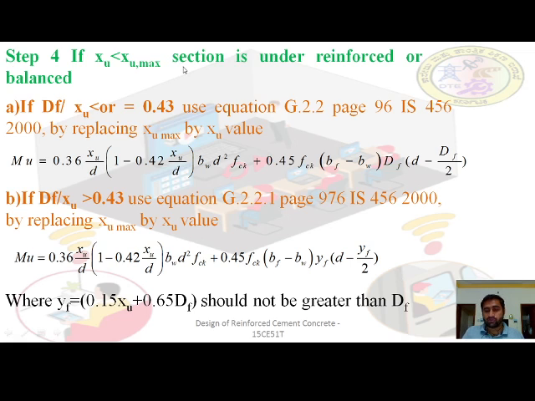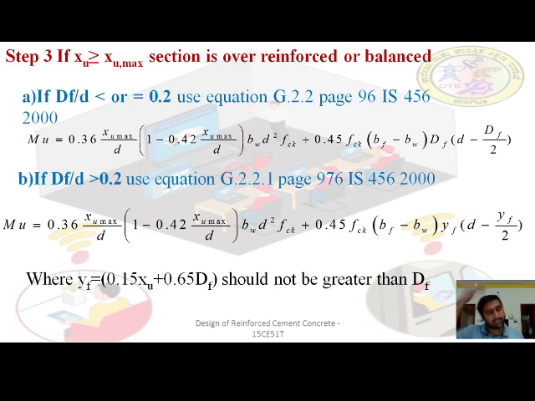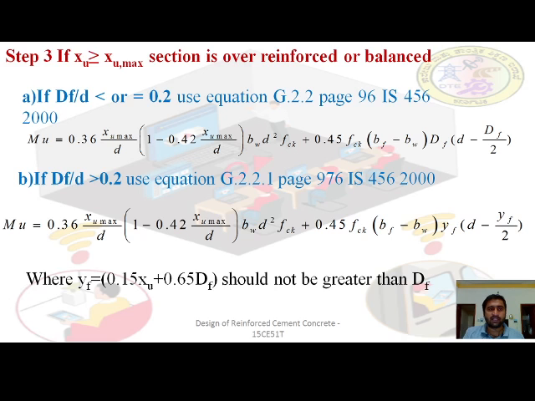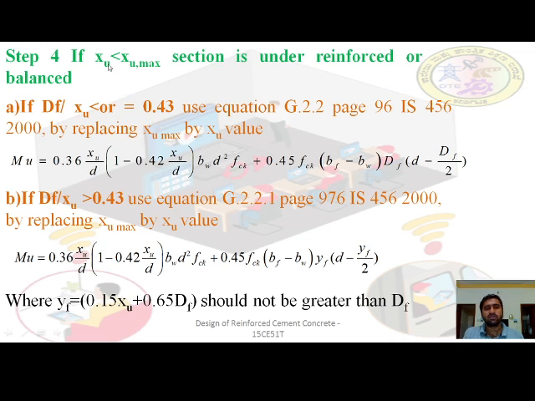So in step 4, we calculated when the section is over reinforced or balanced. We'll go to step 4 if Xu is less than Xu max. If Xu comes out to be less than this, then we don't need to do this calculation. We'll directly go to this calculation, where Xu is less than Xu max and the section is under reinforced. In most cases, the section will be under reinforced. If it is under reinforced, then we are going to check this condition: Df by Xu should be less than or equal to 0.43.